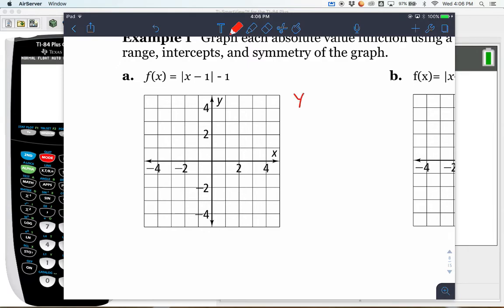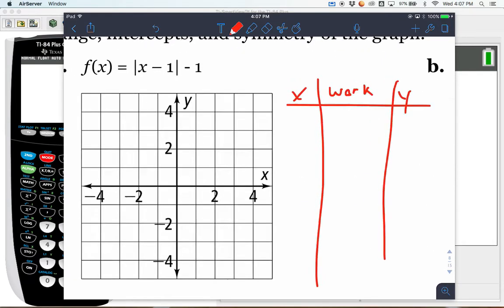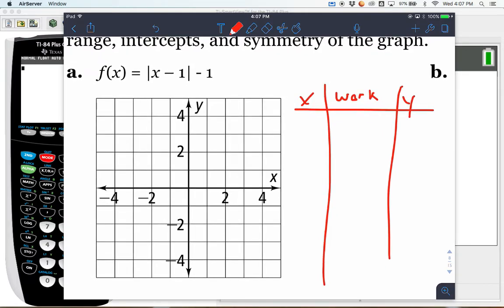I'm going to make a little x and y table here, and in the middle I'm going to put all my work. So I'll write it out here. A couple of points that we're going to do, I kind of know what the graph is going to look like, so I'm going to do -1, 0, 1, 2, and I guess 3.